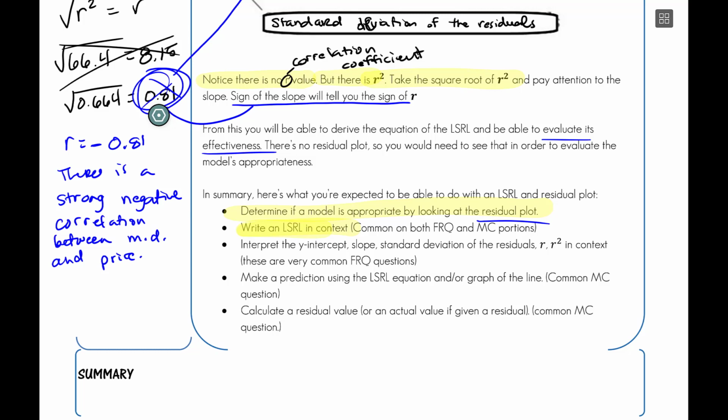You want to interpret the y-intercept, slope, standard deviation of the residuals. All of these things should be able to be interpreted, and you want to make sure you're doing them in context always. Okay, then finally you should be able to make predictions using that least squares regression line. Okay, and also calculate a residual value. All of those things are things you're expected to be able to do with those least squares regression lines.